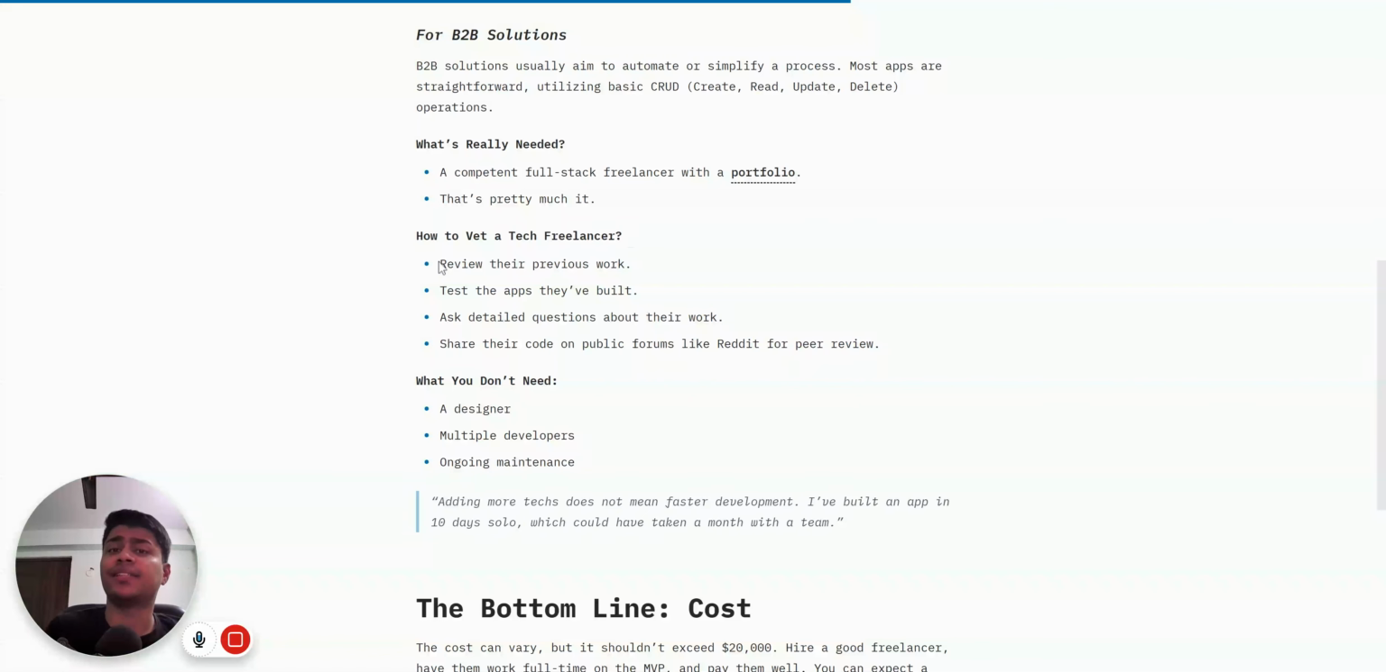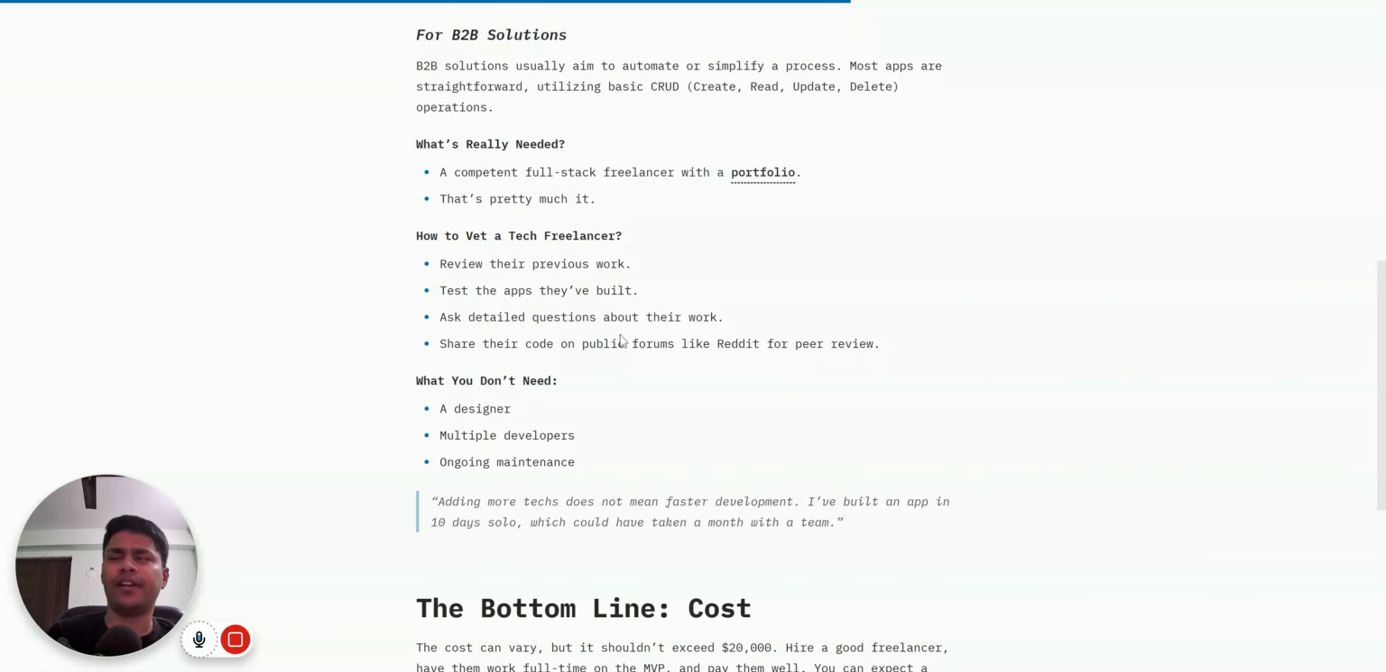And that's what I suggest: hire a freelancer, not an agency, but a freelancer. A freelancer can give you a much more personalized experience than an agency, because agencies handle a lot of projects. And unless you are hiring a very expensive agency, they most of the time over-promise and under-deliver. That's not what you want. So how do you vet it? You just review their previous work.